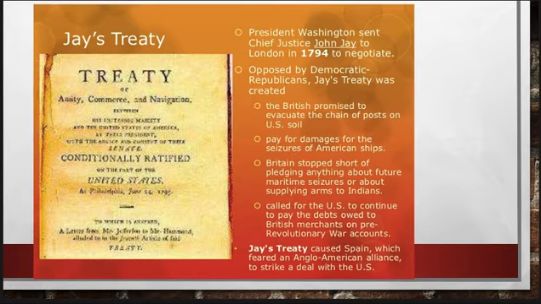The British, basically what happens as a result of Jay's Treaty is that the British promised to evacuate the posts that they still had on American soil. This is 1794. They had been there since the end of the American Revolution. There's still British soldiers on American soil. Can you imagine that today? If there was a fort in your backyard and it had soldiers from a foreign country in it, it's hard for us to believe, but that's how it was.